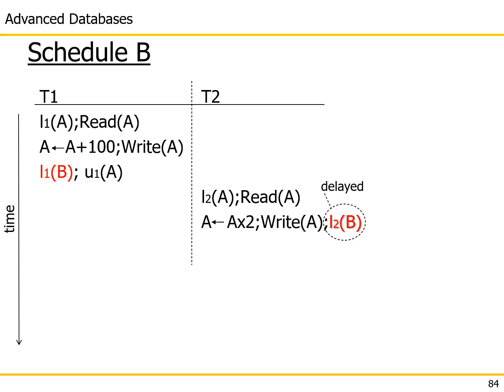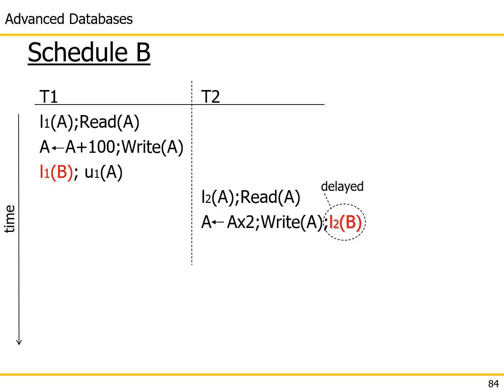Now, let's try to trace this. Let's say T1 starts running first, scheduled by the operating system. The thread runs. I request a lock for A, which is L1A. It will get it. It will read A, add 100 to it, and write A back. And then we'll request a lock on B. Since no one else got the lock on B, we're still running T1.